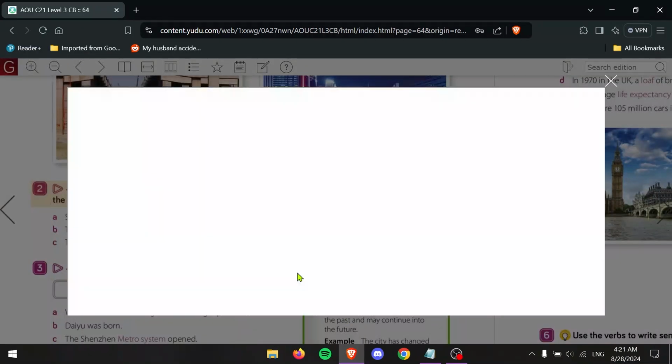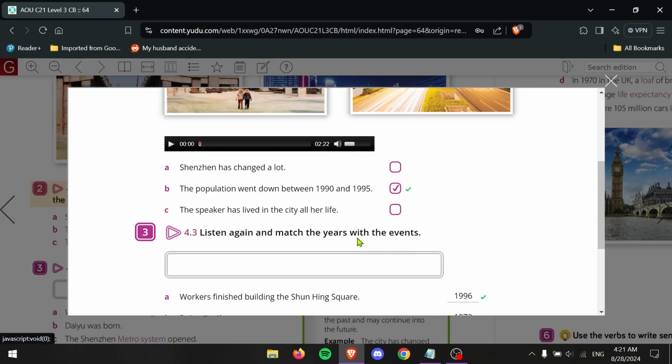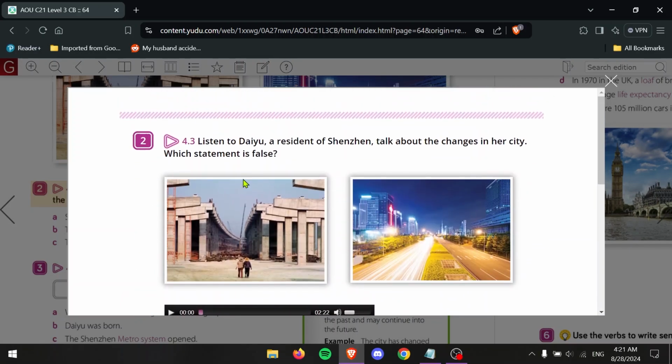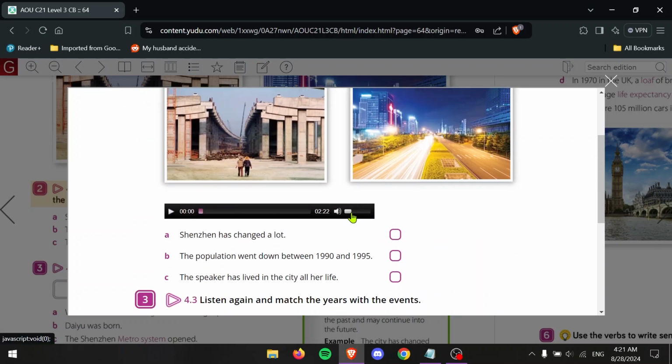We're actually going to be listening to an audio here. Let me reset these. Listen to Dayu, a resident of Shenzhen, talk about the changes in her city. Which statement is false? So I'm going to play this audio once. First of all, I'd like you to listen to the audio and see if your guesses were correct or not. And then we have 3 statements here. I'd like you to take a look at these statements and tick the one that is false. So I'm going to play the audio now. Listen to the changes happening in the city, and then tick the wrong statement.